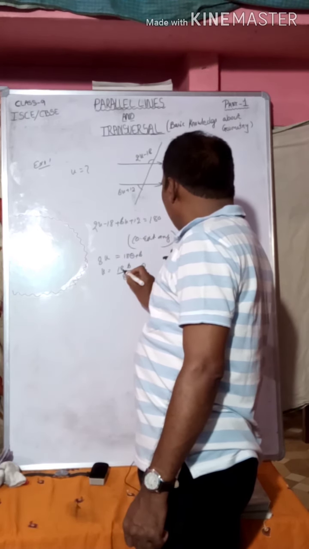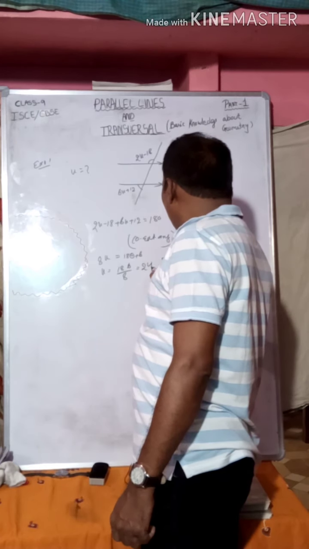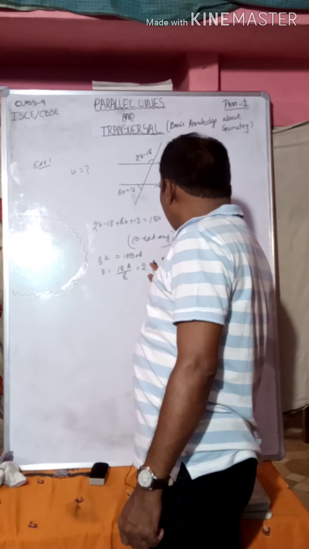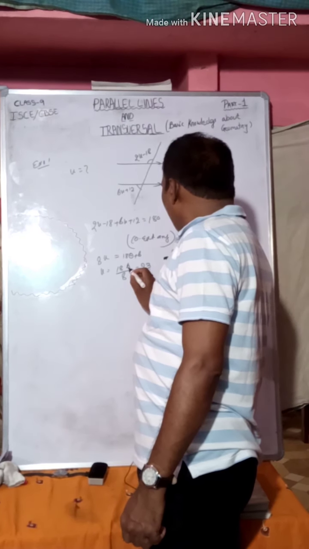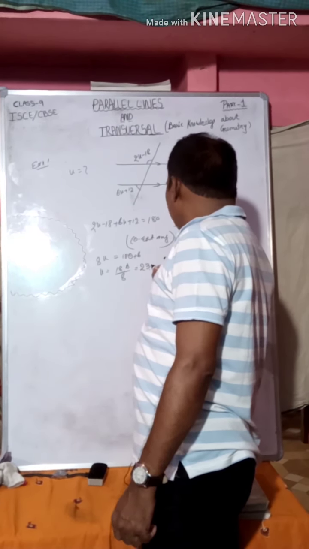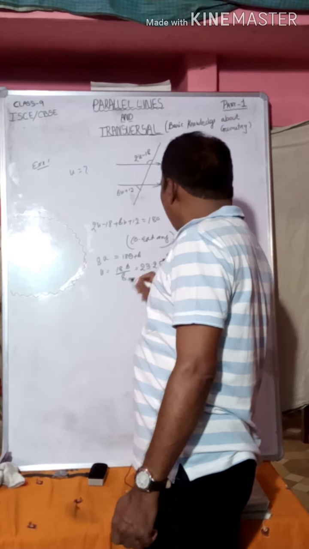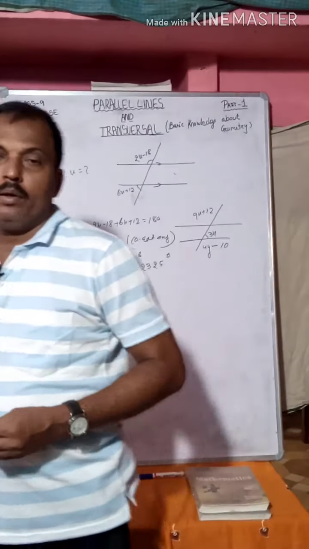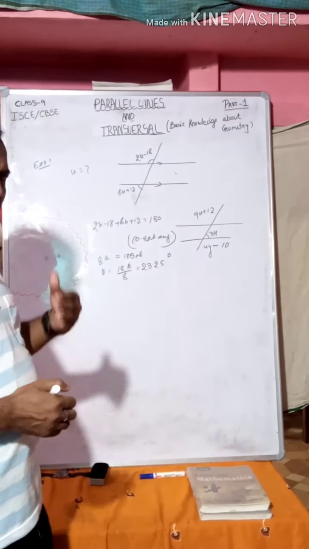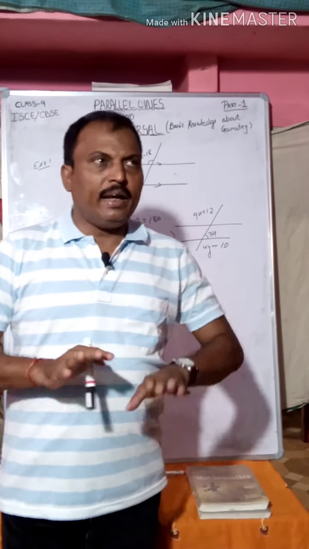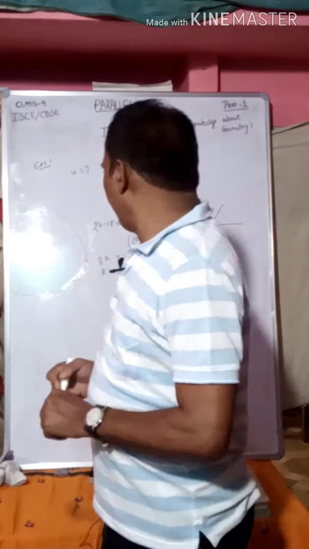Dividing 186 by 8 gives 23.25 degrees. Whatever it may be, decimal or fraction, it does not matter.